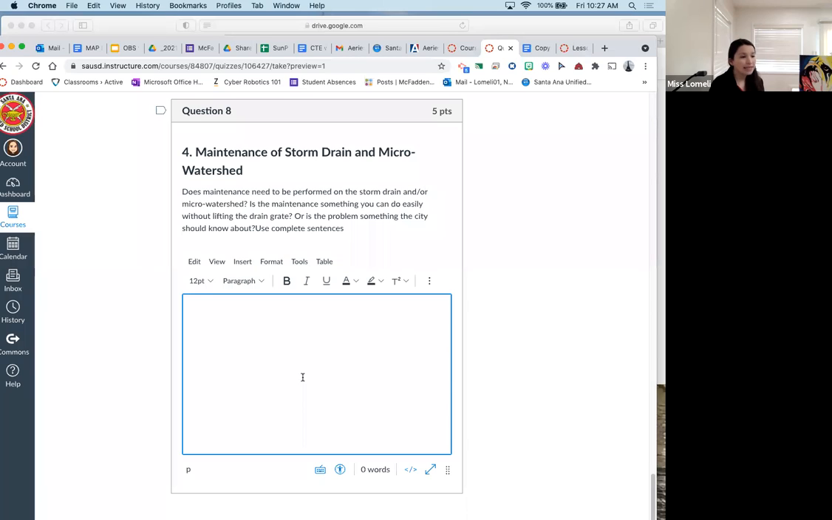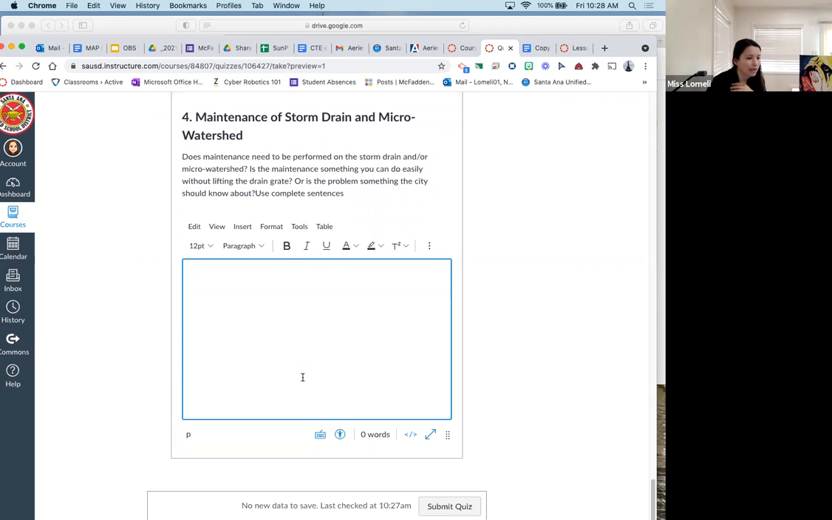Does maintenance need to be performed on the storm drain and or micro watershed? Again, micro watershed is the neighborhood. So businesses, parks, your neighbors, right? Is there maintenance you can do easily without lifting the drain grate? Or is the problem something the city should know about? Use complete sentences. And that's it.